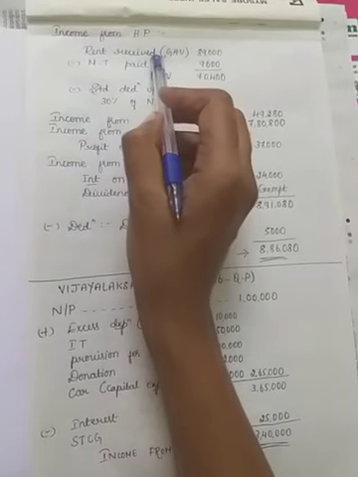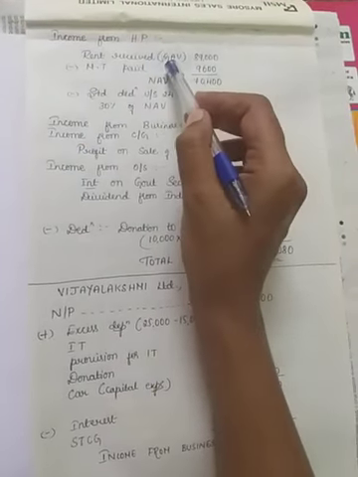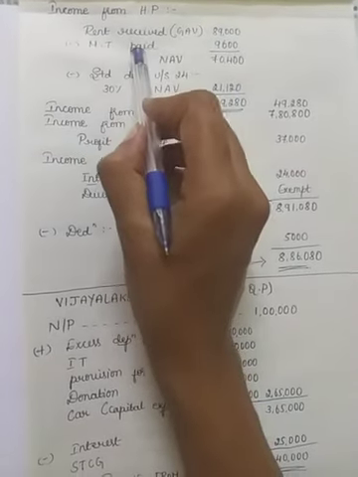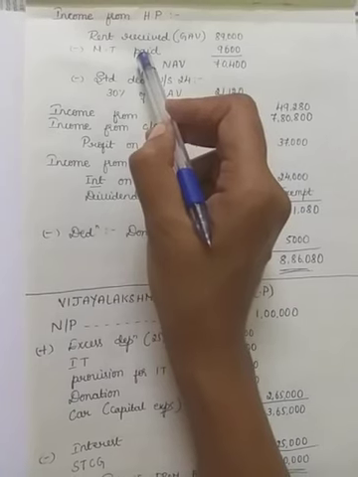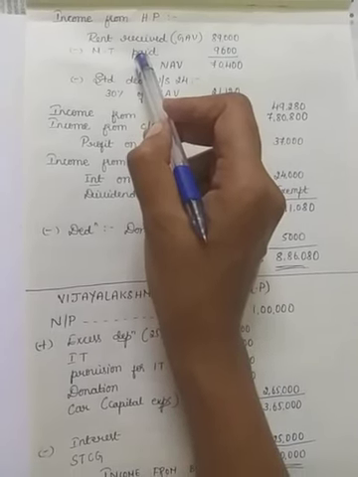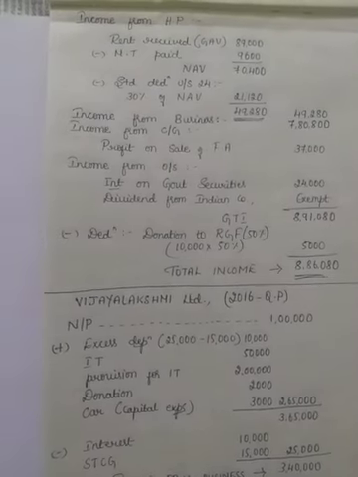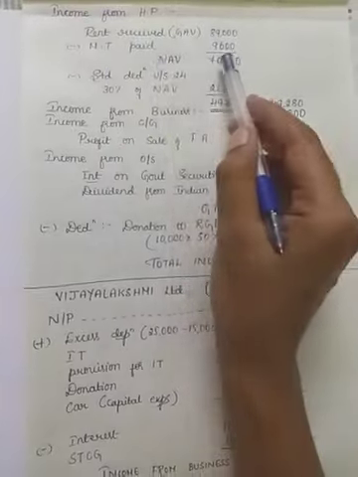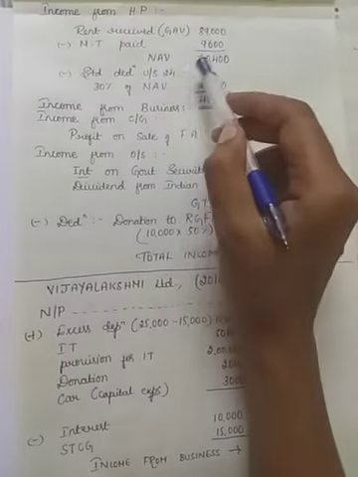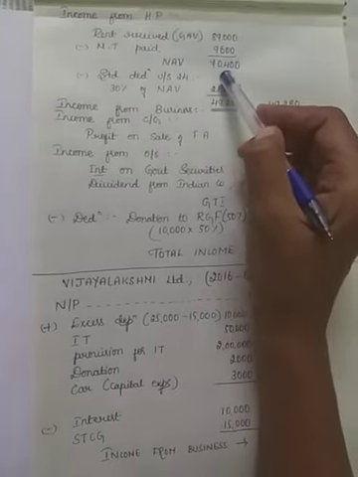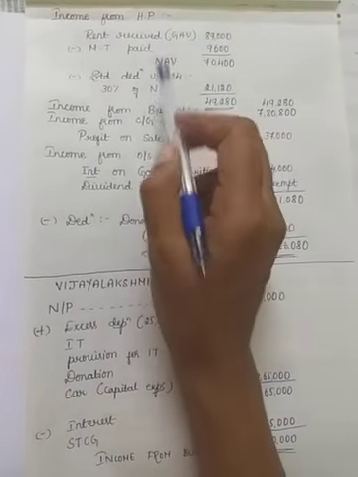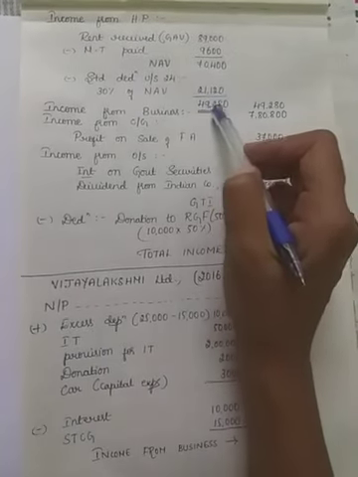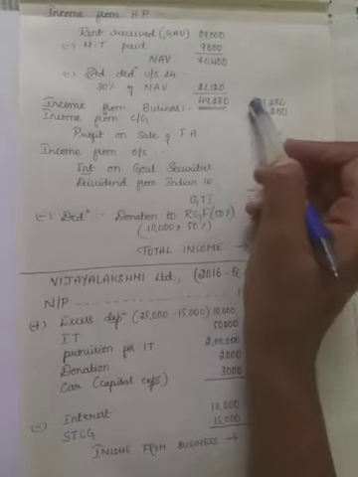Whenever the rent is received, we have to consider that as a GAV, gross annual value, 89,000 rent received. From that, any municipal taxes paid on house property is to be deducted, as it is given in the P&L account, which is included in the general expenses, given in the adjustment additional information. So that municipal tax paid we have to deduct. After deducting that, I will get the NAV, that is net annual value. From that, standard deduction is to be given, 30% of NAV, 21,120. So total income from HP now is 49,280.